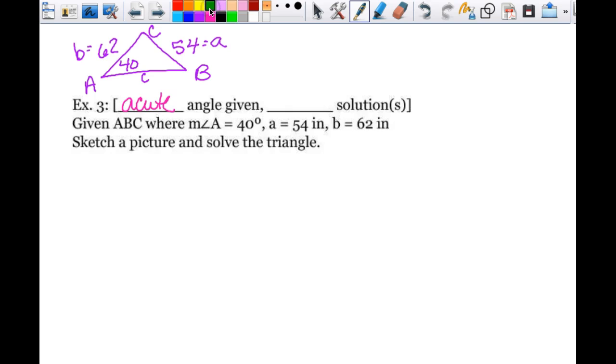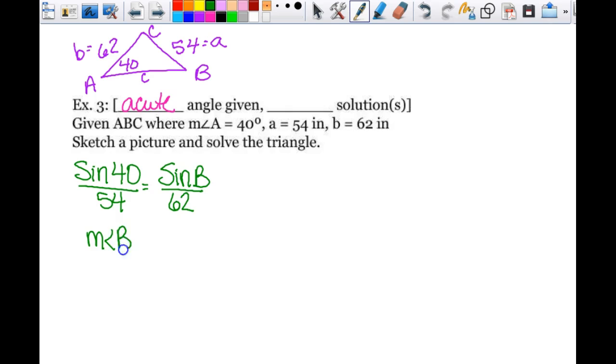All right, so I just start with the sine of A, which is 40, over little a, which is 54, is going to be equal to the sine of B over little b, which is 62. I'm going to let you stop here as far as the work is concerned, as long as you know what you're doing and you don't stop with the sine of B. You can type things in and get to the measure of angle B right here, and that's just fine.